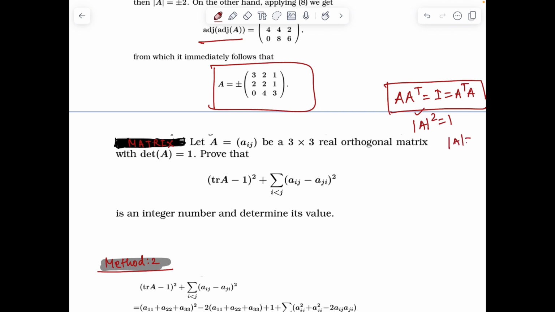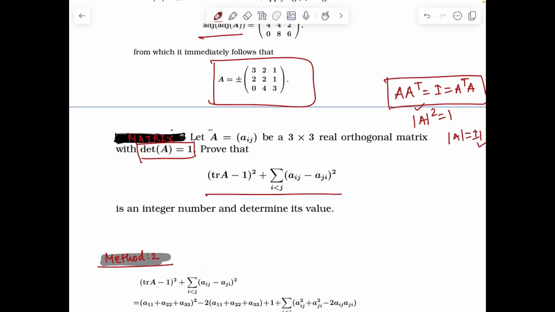Which forces the determinant to be either plus minus 1. In the question, they have explicitly given that determinant of A is 1. We have to prove that this expression is an integer and you have to find the value. So in multiple choice examination, they can directly ask you the value of this.